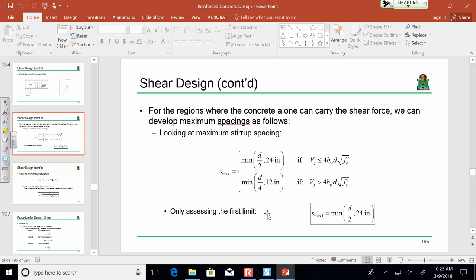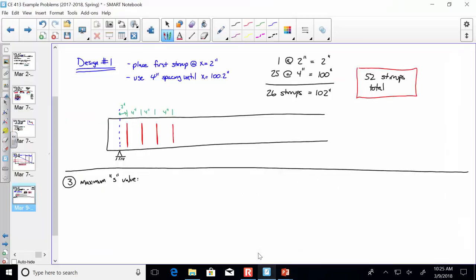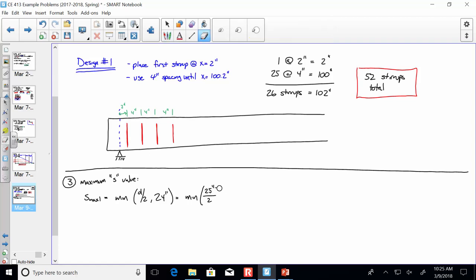So I'm going to look at this. S-max is the minimum of d over 2 or 24 inches. Let's go ahead and just compute that. We'll call that S-max 1. So S-max 1 is the minimum of d over 2 or 24 inches, which is the minimum of, what was d again, 25 inches over 2 or 24 inches, and that's going to be 12 and a half, right? So far, so good? All right. Now that's S-max 1.